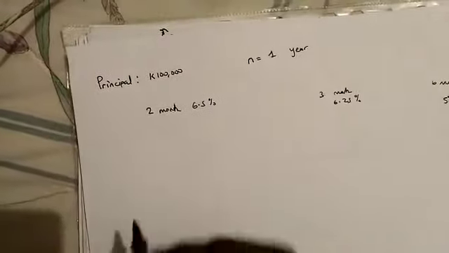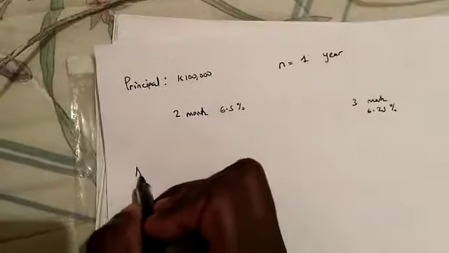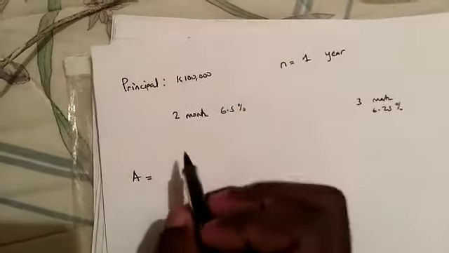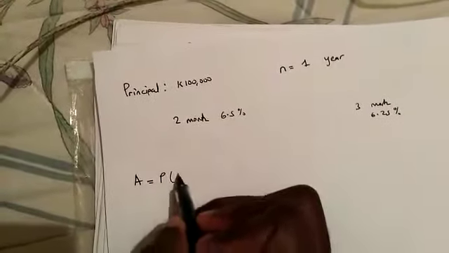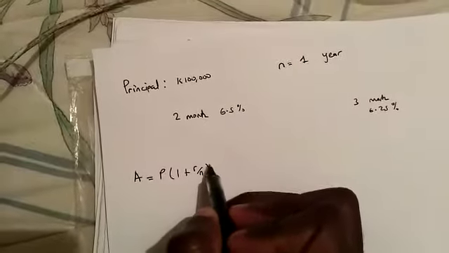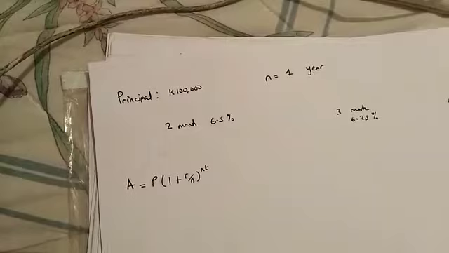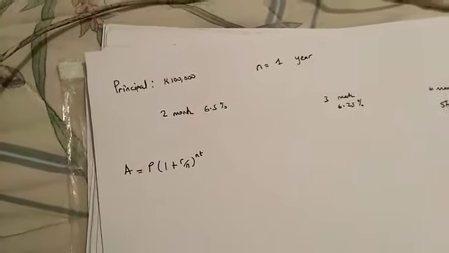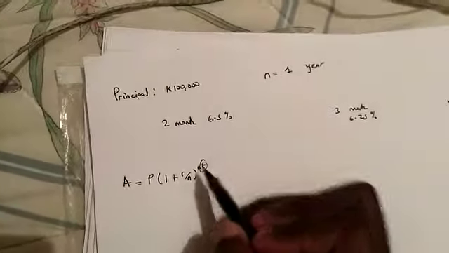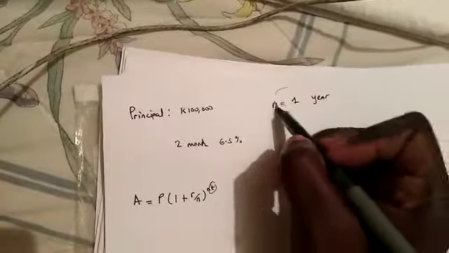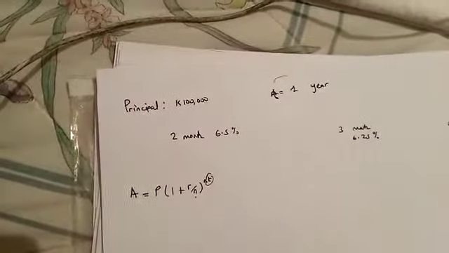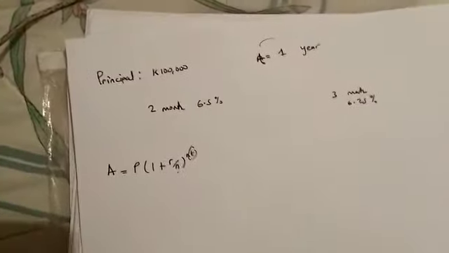So the calculation, as given in the formula that I gave you in the very first place, is A, the amount that you're going to get at the end, equals principal times 1 plus R over N, to the power N T, where R is the interest, N is the number of times you're compounding, and T is the time. So our T in this case is the 1 year. N is the number of times you're compounding. So let's start with 2 months.